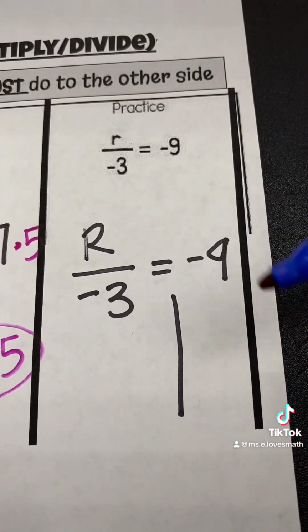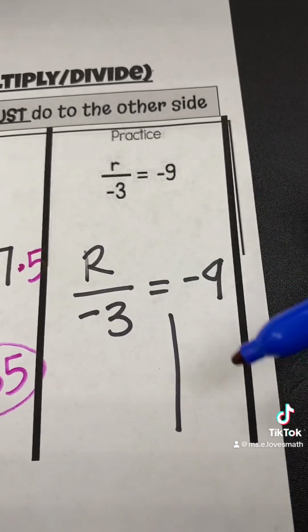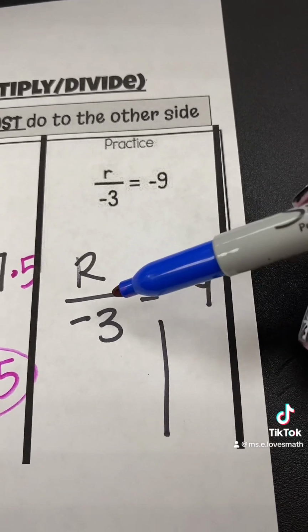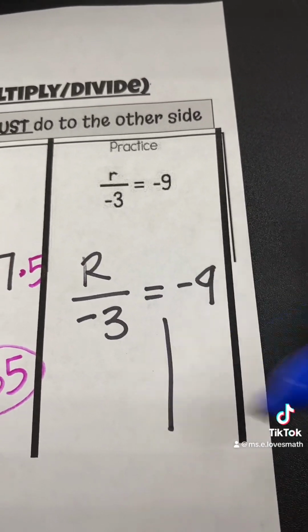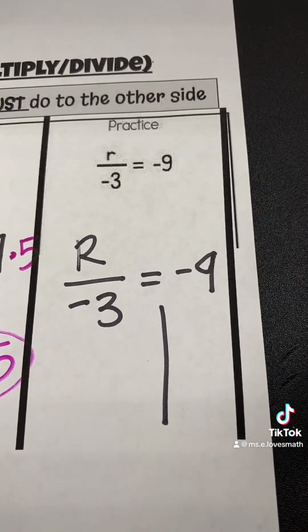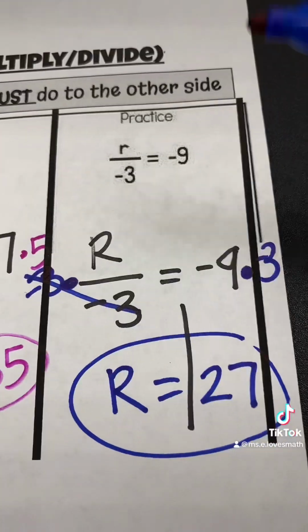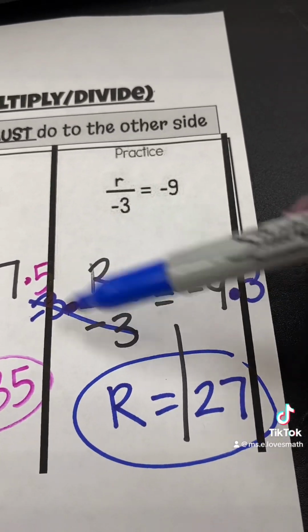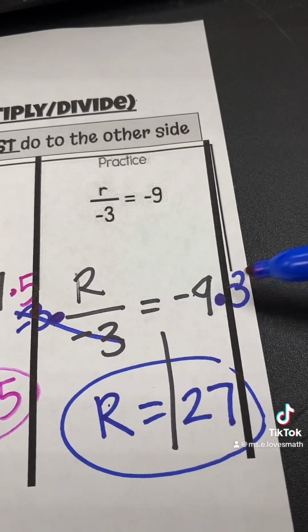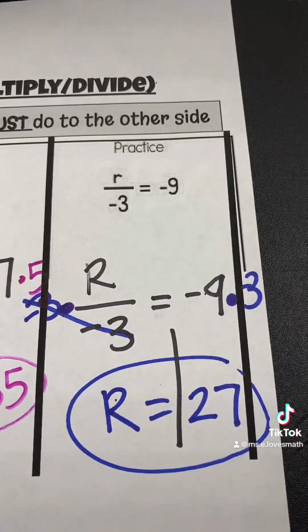We have another division. We have r divided by negative 3 equals negative 9. Since r is being divided by negative 3, we need to do the opposite of dividing by negative 3, which is to multiply by negative 3. I was running out of room, but the negative 3's are going to cancel, so we are left with r. Negative 9 times negative 3 is a positive 27.